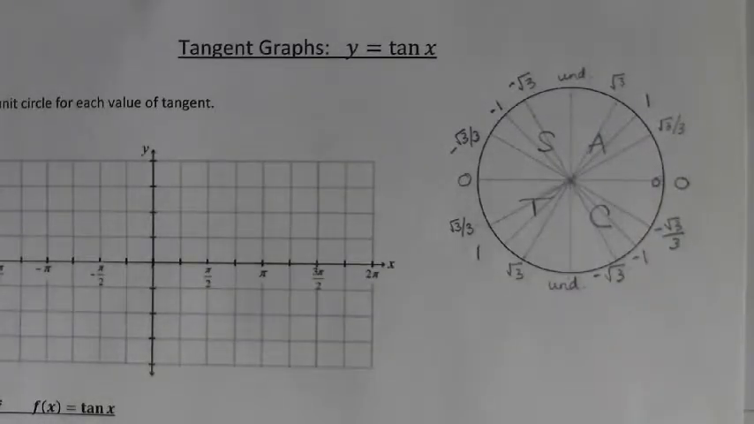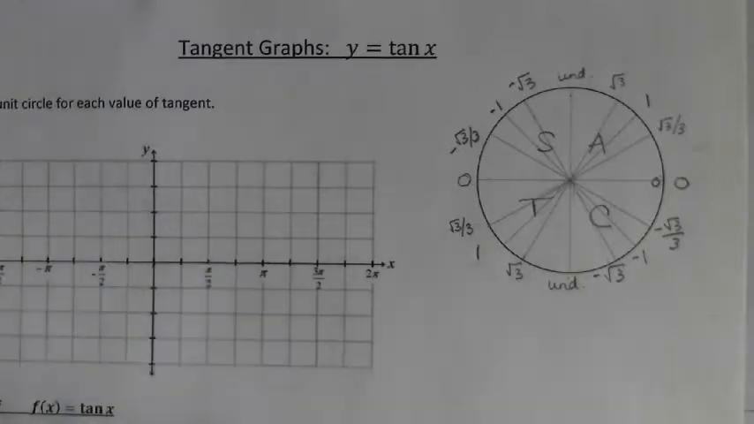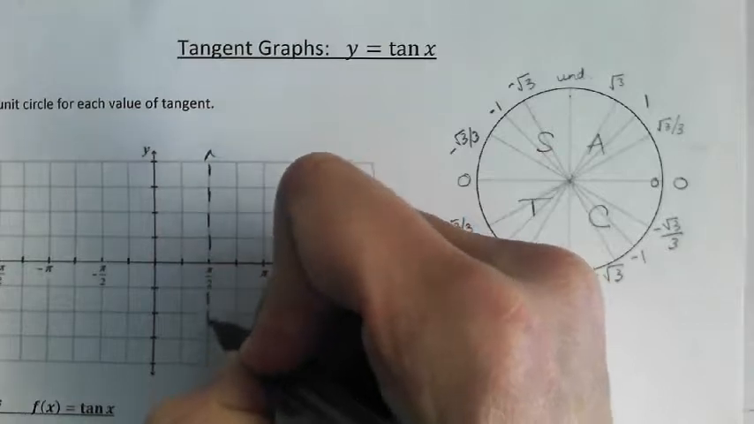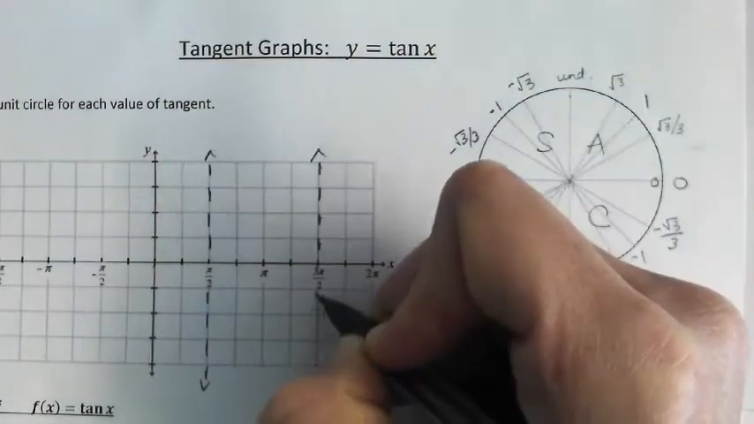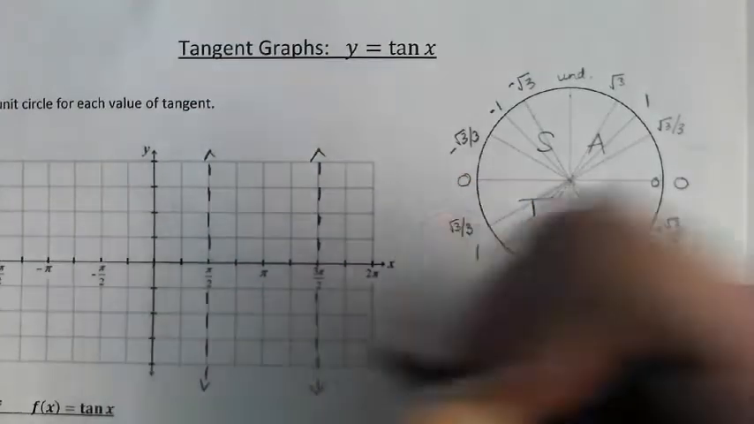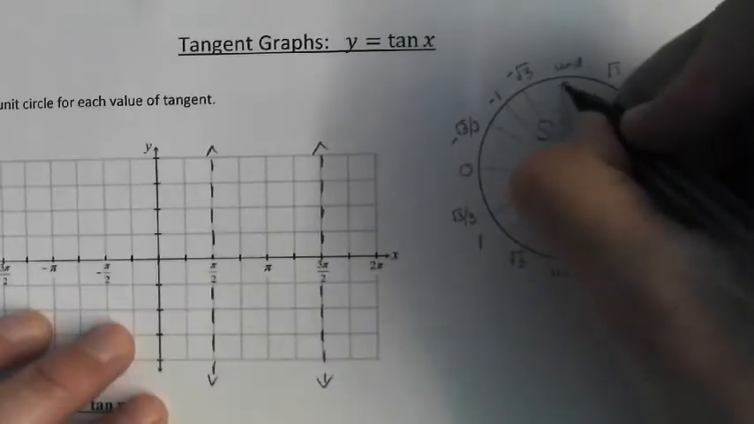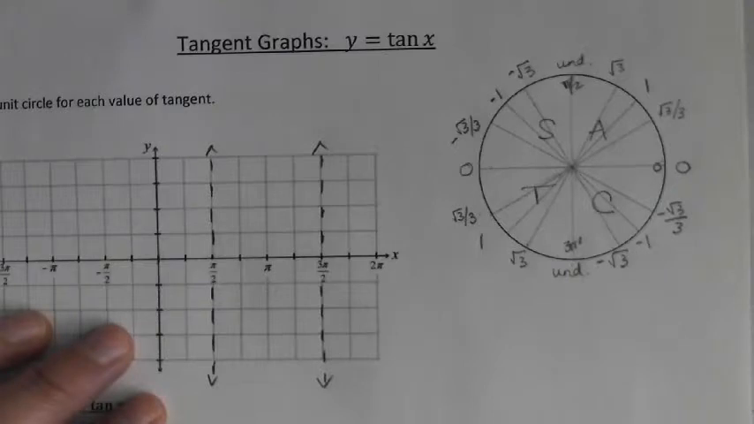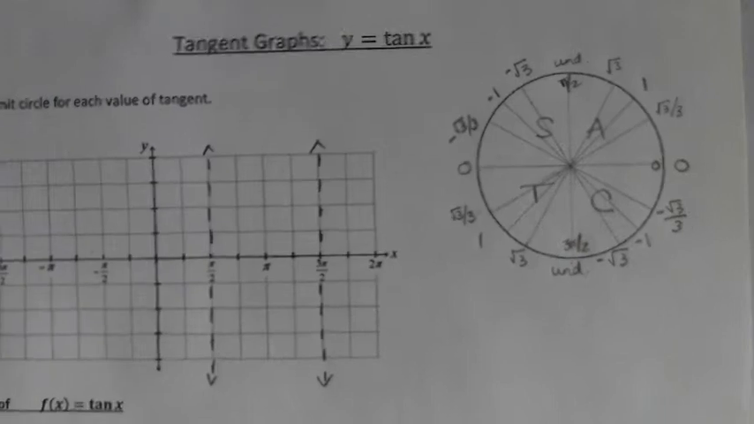So what's different about the tangent function is we have undefineds. At the undefined values, there are asymptotes. So there are these dotted vertical lines that the graph will never be able to cross. We don't have points at pi over 2 and at 3 pi over 2. This is pi over 2. This is 3 pi over 2. We don't have points there because they're undefined.